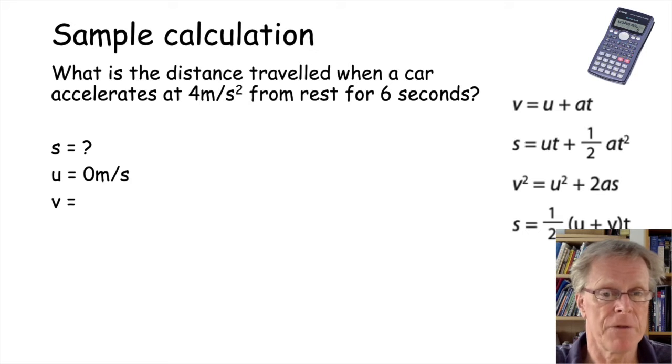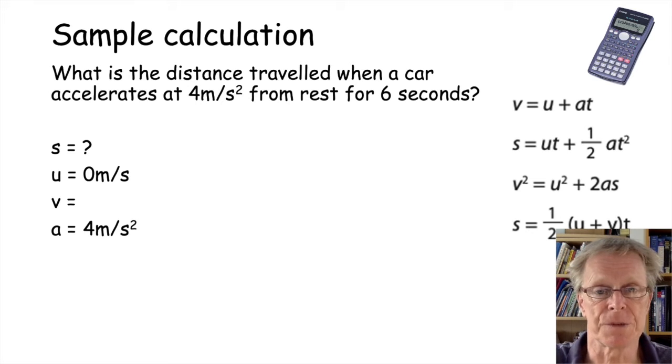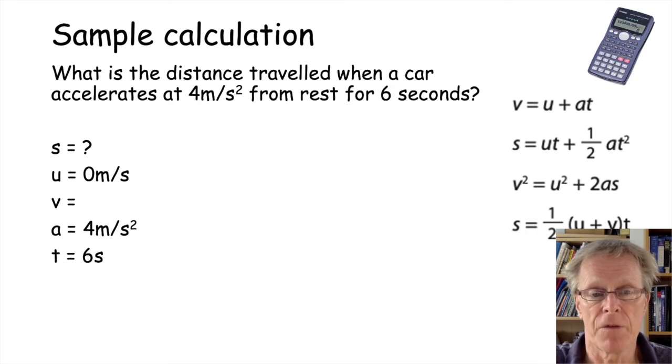V, we're not given that. We're not asked to find that out. So leave that blank. The acceleration, quite clearly we're given as 4 meters per second squared. And the time it takes to do that, we're given that as well. So what we need to do now is to look at these equations over here and find an equation that has got S, U, A and T in it.